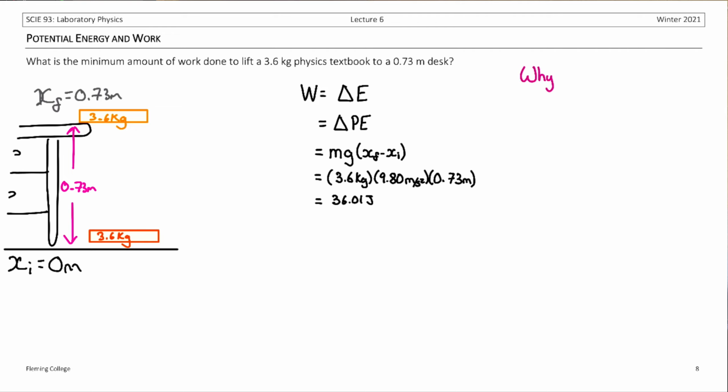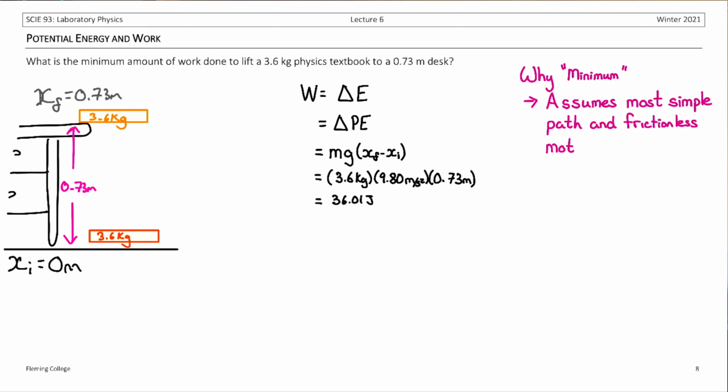You might be asking yourself, why does it say the minimum amount of work done? Well, in this case, we've again not mentioned friction, and we've not really talked about exactly how the textbook moves from bottom to top. So by saying minimum, we know that at the very least we have to contribute 36 joules worth of energy. And if anything else happens, like wind resistance or an inefficient lifting path, then it would take more energy to do this job.